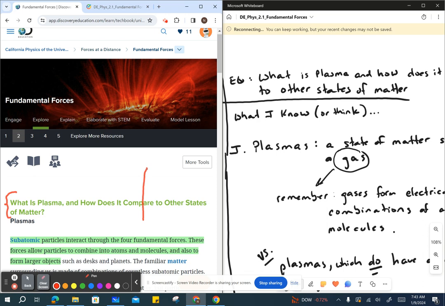If you think about the states of matter, you should be thinking to yourself, there's solids, there's liquids, there's gases. You may even be sharp enough to recall from previous studies that there's a fourth state called plasma.